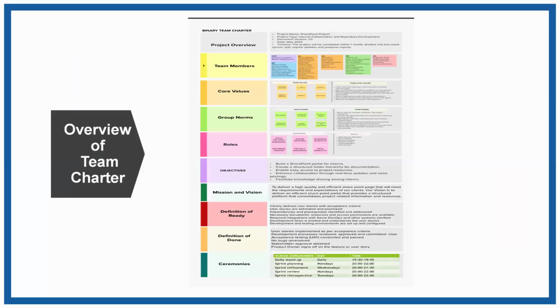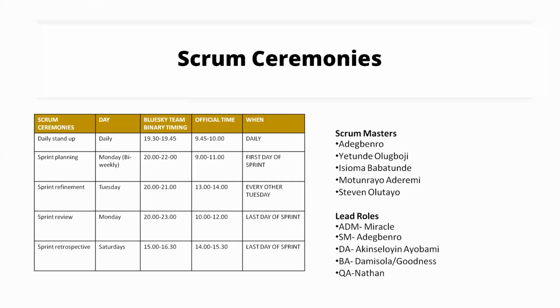We have our team charter here, as you can see in the screenshot on the screen. We have the Scrum ceremonies, which we are used to: the daily stand-up, sprint planning, sprint refinements, the sprint review, and sprint retrospective. We have the Scrum Masters on the right, Adegbero, Yetunde, Isioma, Motrai, and Steven, and the lead roles, ADM Miracle, SM Adegbero, D. Akiseloyin, Ayobami, BA Damisola, and Goodness, Iwe Nathan.